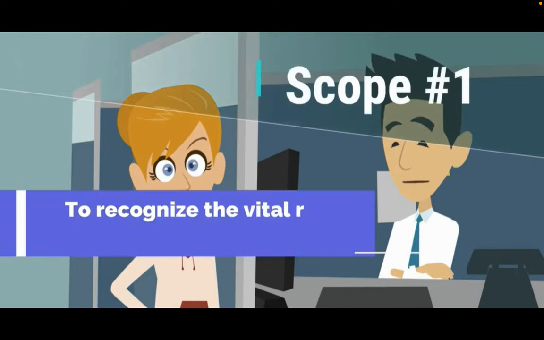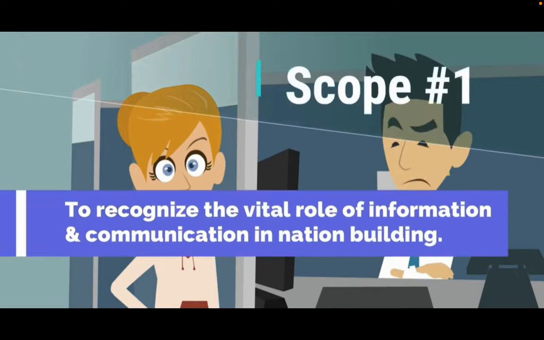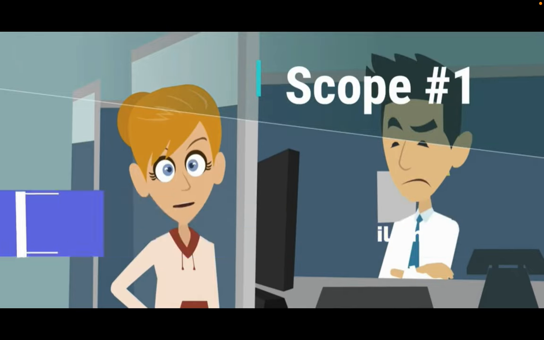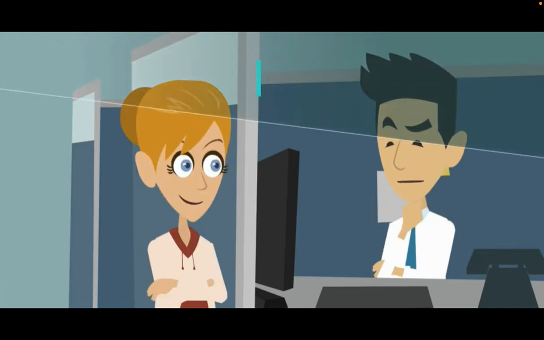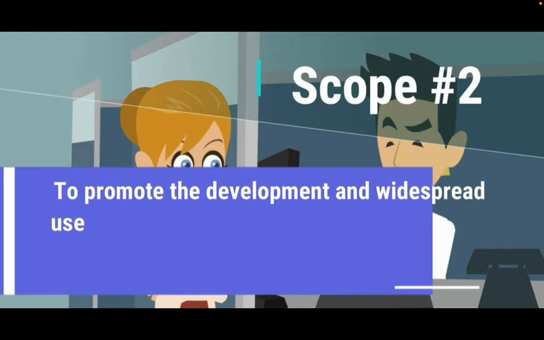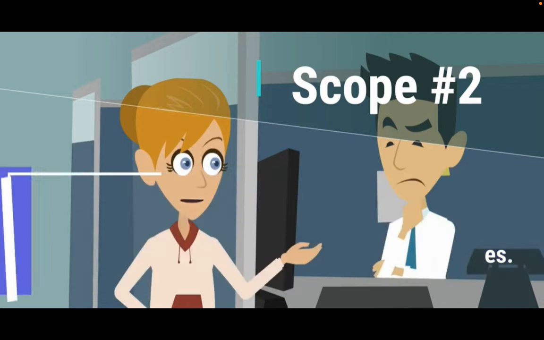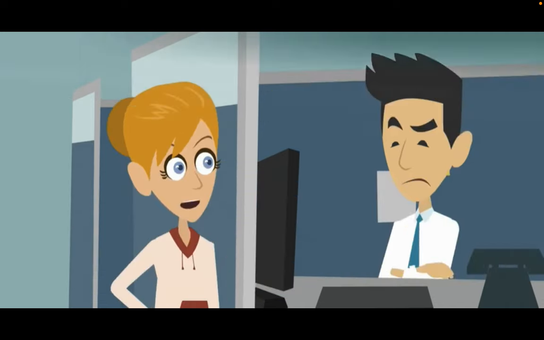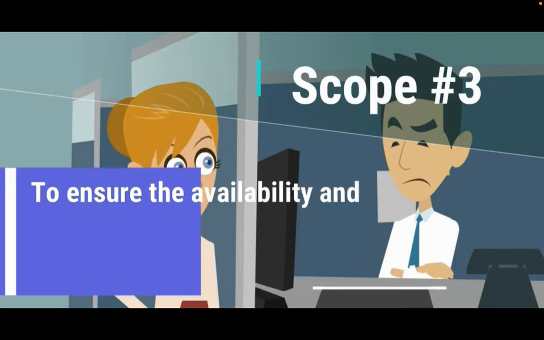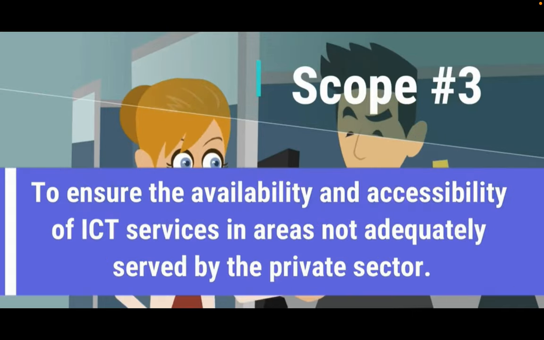Scope 1, to recognize the vital role of information and communication in nation building. Scope 2, to promote the development and widespread use of emerging ICT and to accelerate the convergence of ICT and ICT-enabled facilities. Scope 3, to ensure the availability and accessibility of ICT services in areas not adequately served by the private sector.